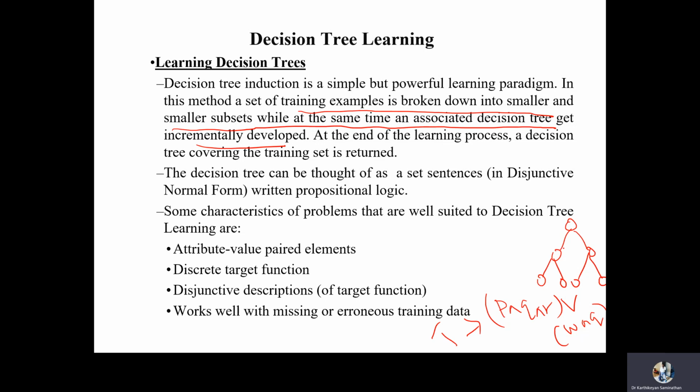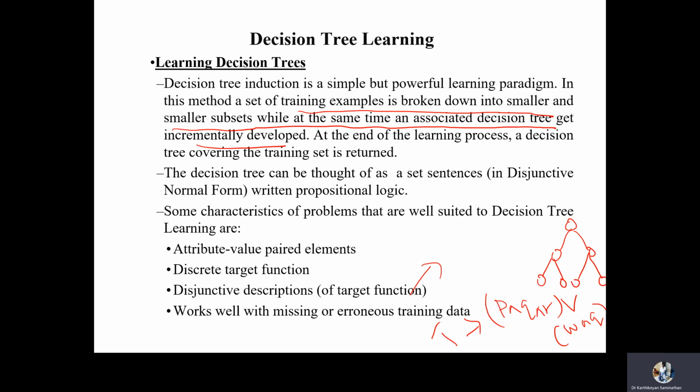Then disjunctive description. Disjunctive description is nothing but the disjunction of conjunctions for normal forms. That is what your target function T is. Also, the decision tree works well with missing or erroneous training data. So these are some characteristics of decision tree learning.